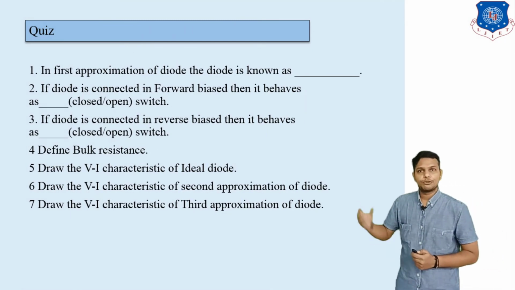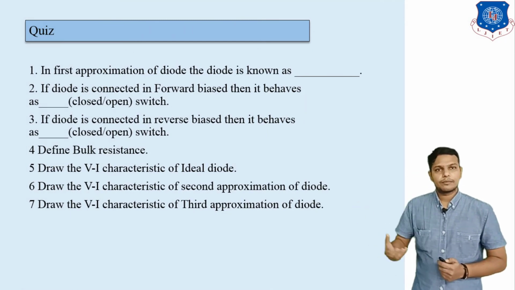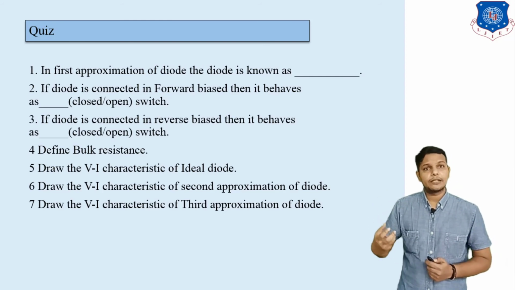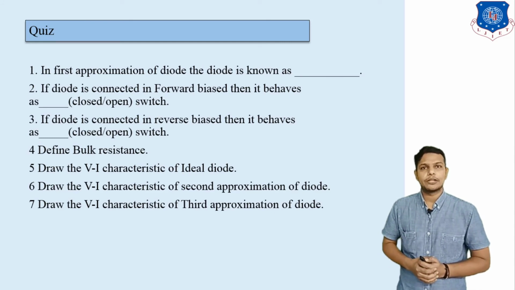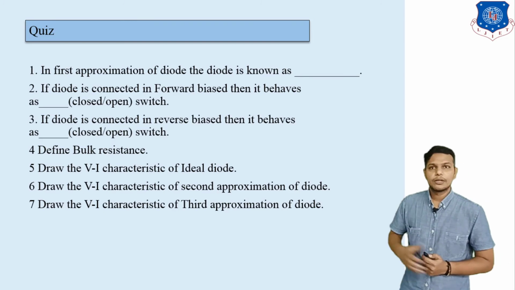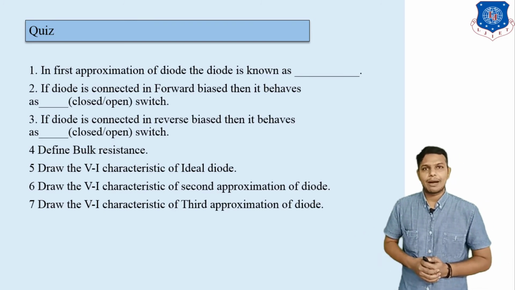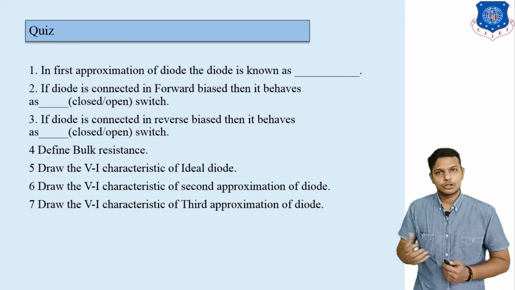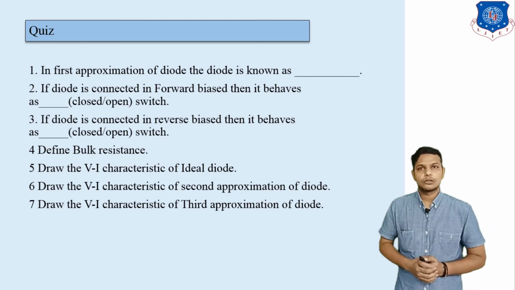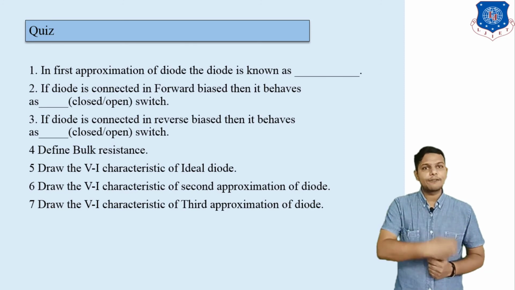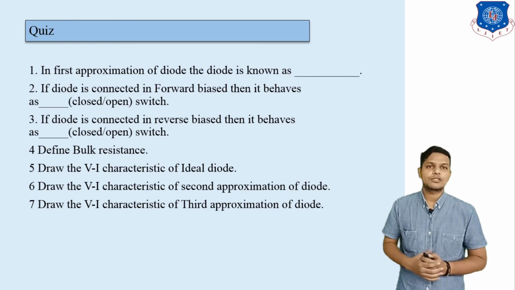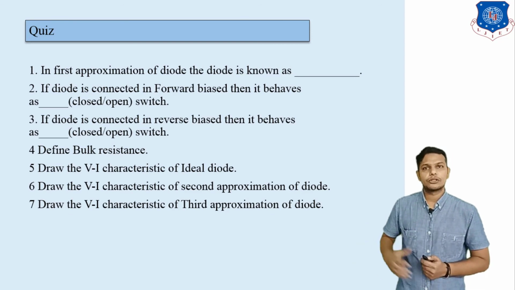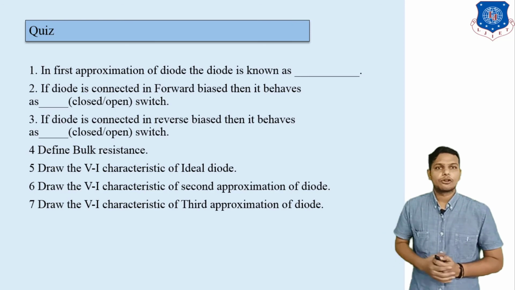Here we can see a few quiz questions available for this, to understand this topic thoroughly. Number one, in the first diode approximation, the diode is known as an ideal diode. Number two, if the diode is connected in forward bias, then it behaves as, two options are there, closed or open. So if the diode is connected in forward bias, it behaves as a closed switch. Similarly, number three, if the diode is connected in reverse bias, then it behaves as an open switch, as we discussed in our theory. So these are a few questions for self-assignment.